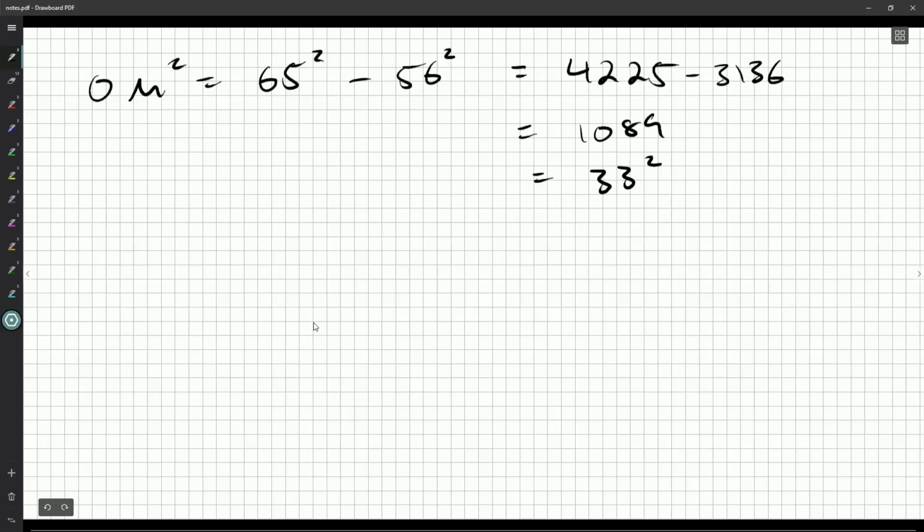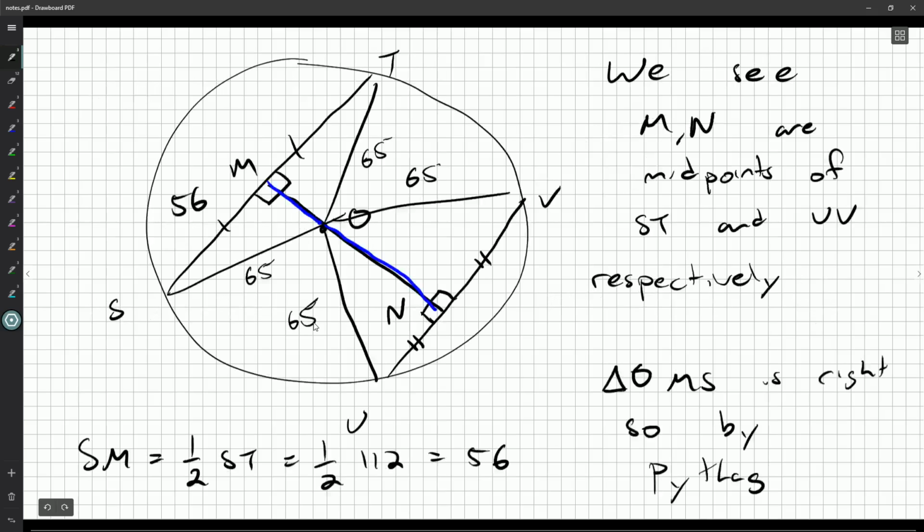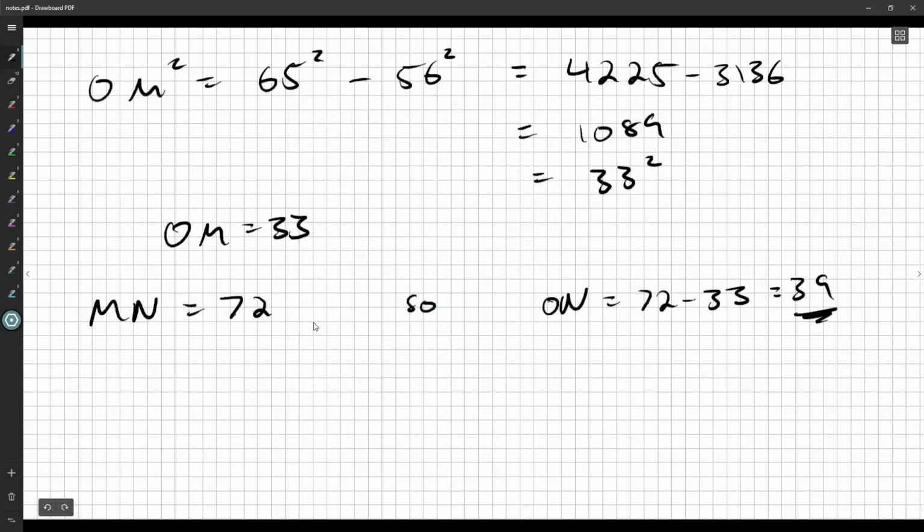Okay, so that tells me what? OM is 33. Now I know MN is 72, so ON is 72 minus 33. And that's going to be what? 49? No, 39. Okay, so 39. So ON is 39. Now if we go back to our picture, all right, 39 here. And what do we want? We want the length of UV. Well, that's going to be double the length of, say, NV. And I can use the Pythagorean relationship to figure out NV.